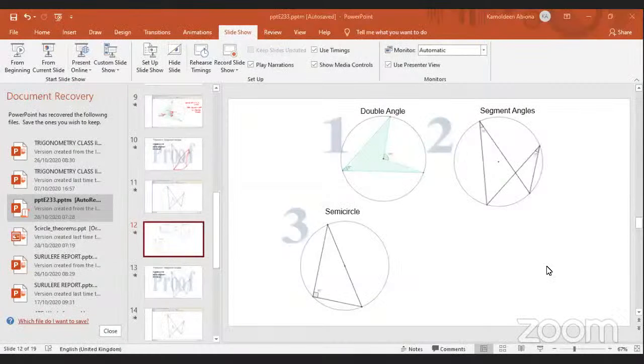You are welcome to today's class. So we are going to look at the third lesson on circle geometry. So let's quickly do a review of what we looked at in the last class.